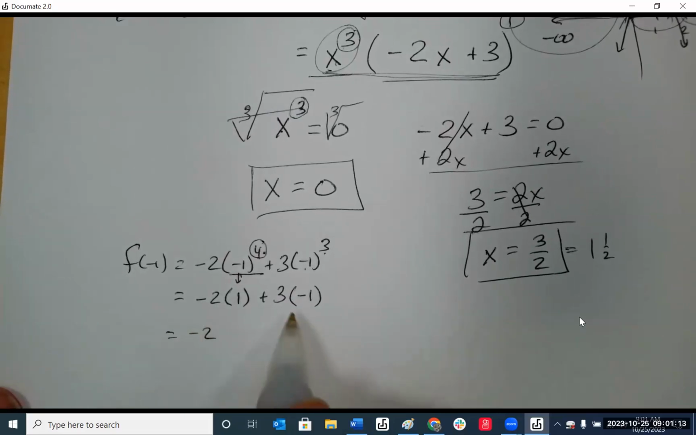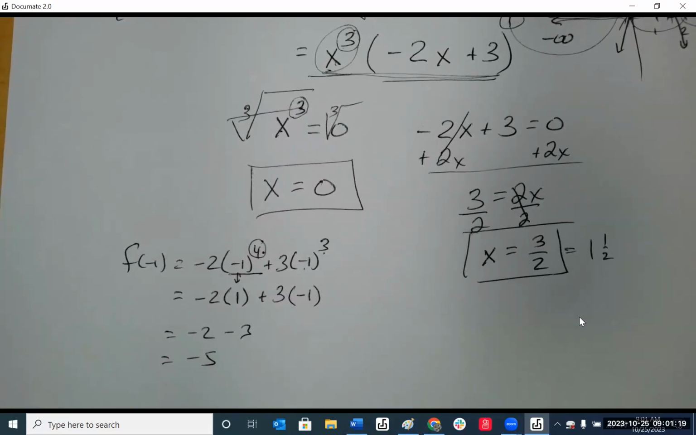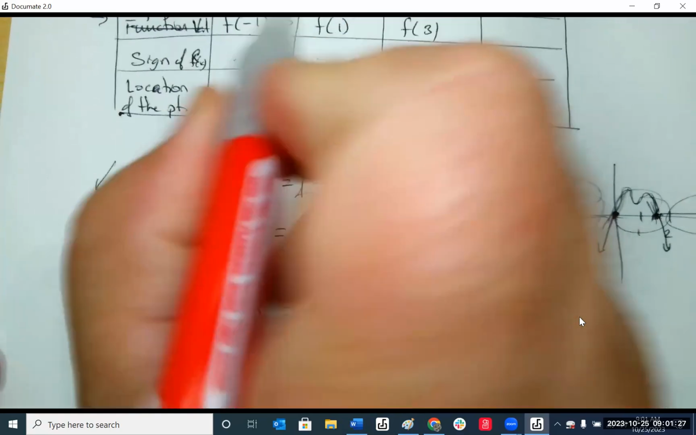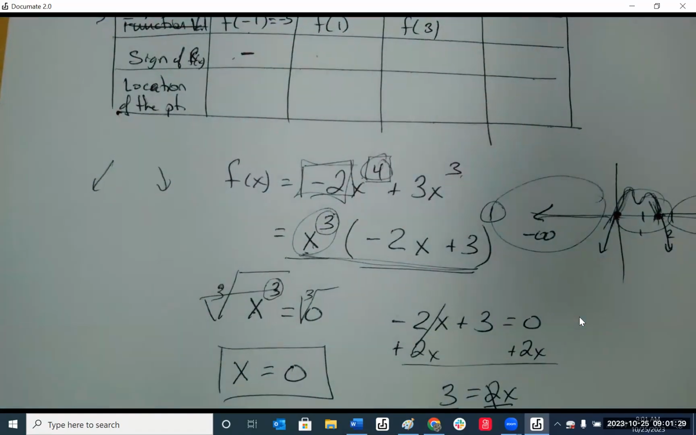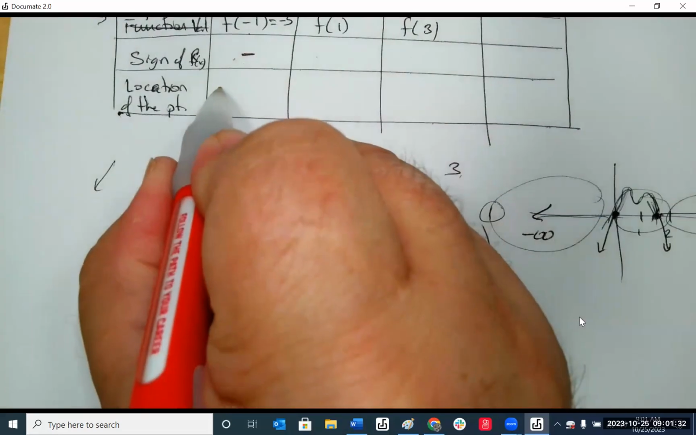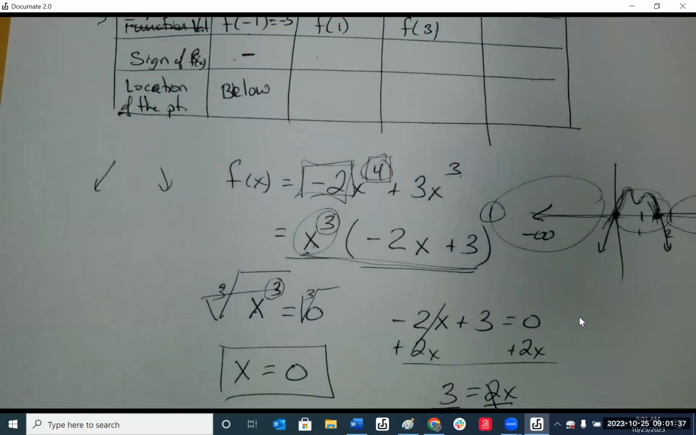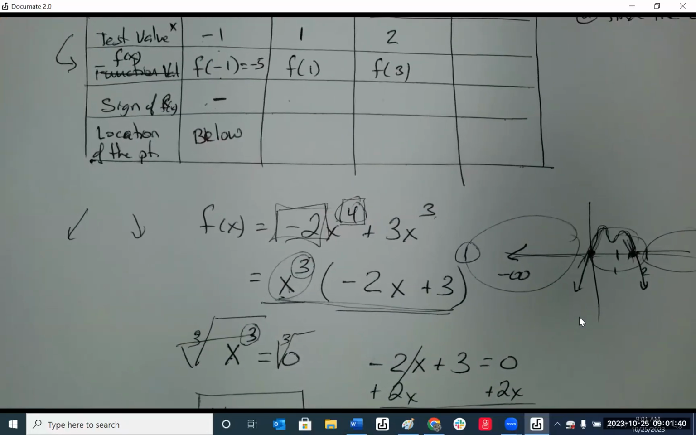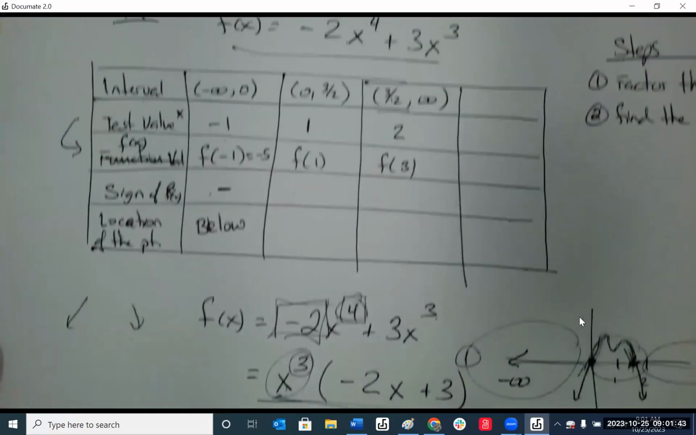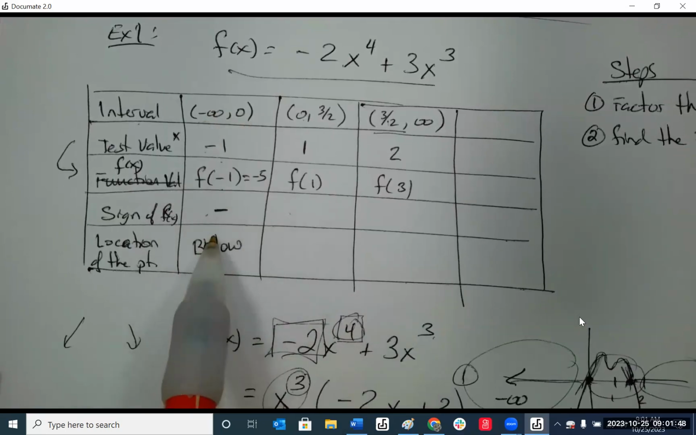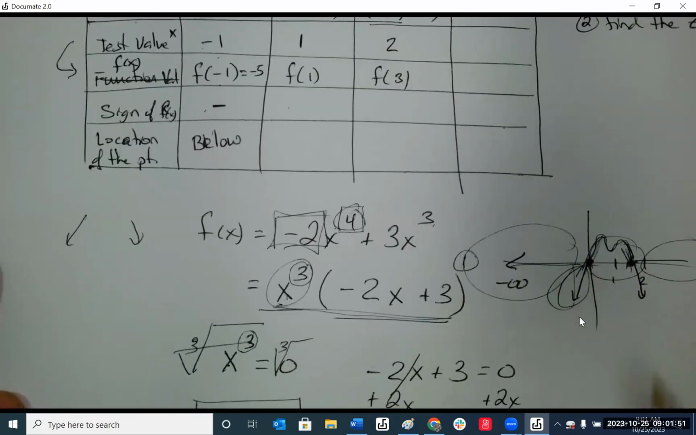So we have -2 minus 3 equals -5. So at -1, the answer is -5. The sign is negative, which means it's below the x-axis. So all your numbers on this interval from -infinity to 0 will be below the x-axis. Well, that's what we decided already.